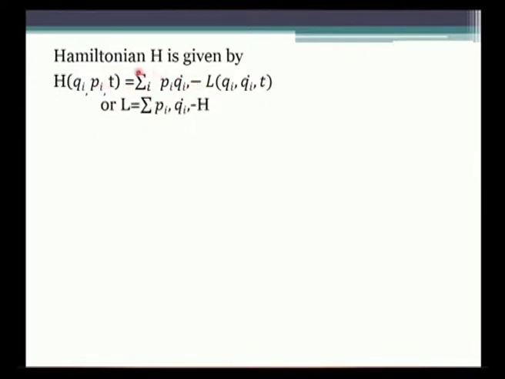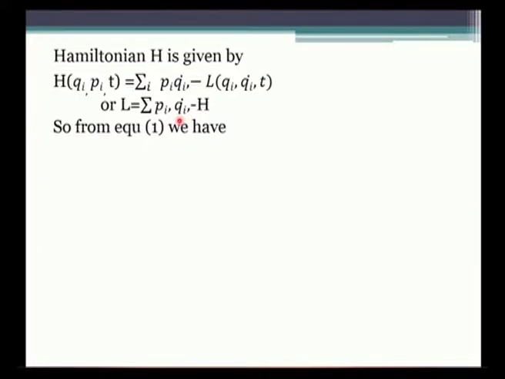Or this equation can be given in a simplified form as L is equal to summation of p_i q dot_i minus H, where L is the Lagrangian and H is the Hamiltonian, p_i is the generalized momentum and q dot_i is the generalized coordinate.